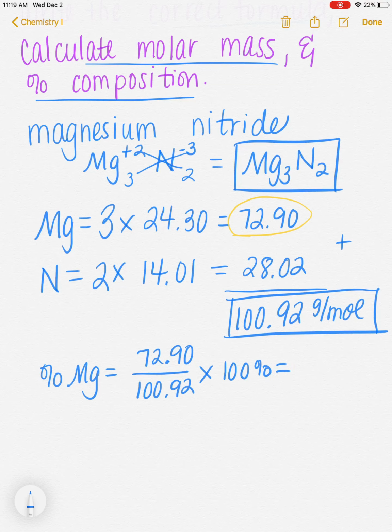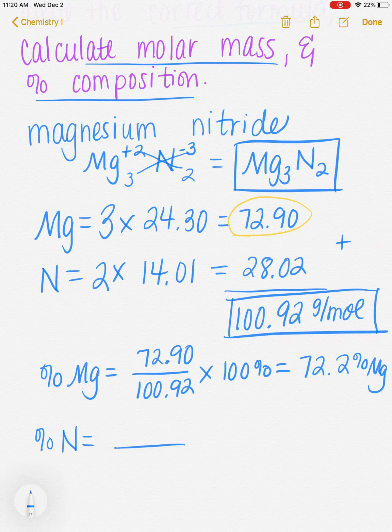Now let me tell you, when you plug this into your calculator, you need to put 72.90 divided by 100.92, and you should multiply by 100, but please don't use the percent button on your calculator because it will multiply by an additional 100. So just multiply by the number 100, hit equals, and write a percent sign at the end. When you do that, you should get around 72.2% magnesium.